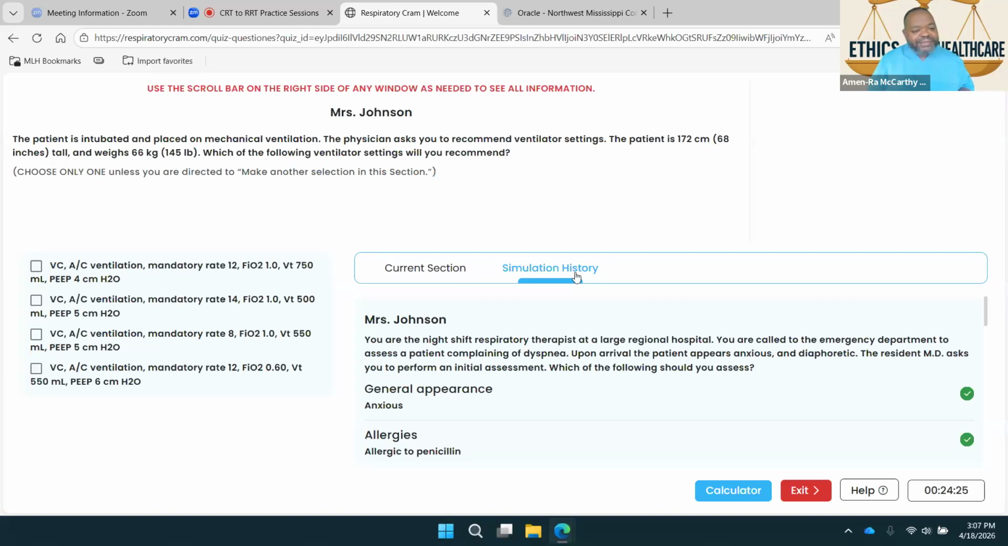What about number 3? It says AC ventilation, a mandatory rate of 8, FiO2 of 100%, and a tidal volume of 550. No, two reasons for that. The 550 is too high and the 8 is too low. We never do anybody on 8. We usually start around 12 when you're doing a rate on the initial setting. So that's out. And then finally, AC, a rate of 12, 60% FiO2, tidal volume of 550, and a PEEP of 6. Do we want to do that? No. So the best choice is the second one.